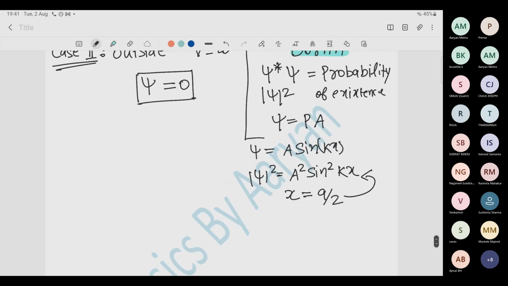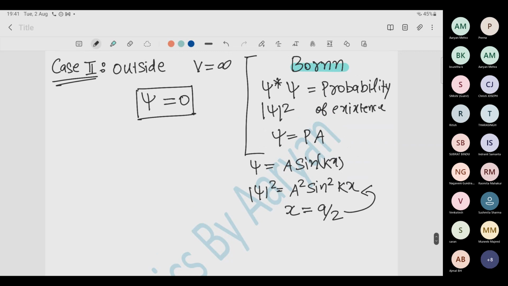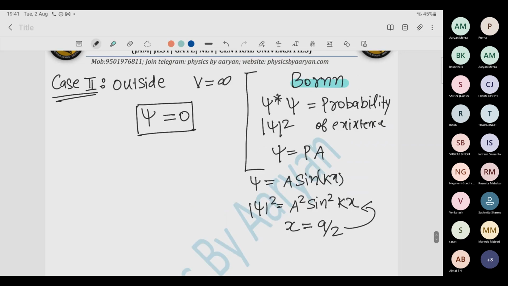So this was the entire interpretation of the Bohm about this wave function. So how is this useful to say that phi is 0? Because just think about it. Your potential is infinite outside the well. So if potential is infinite outside the well, it means you are experiencing infinite energy or infinite force.